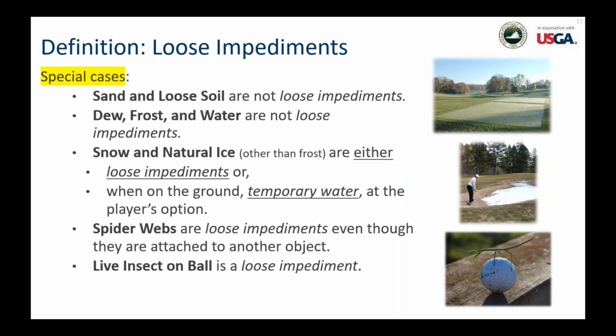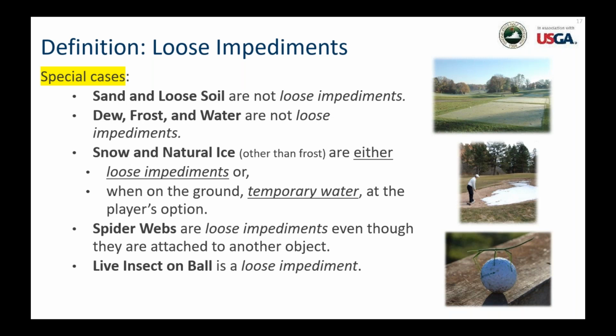So some special cases, sand and loose soil are not loose impediments. They are only able to be moved when on the putting green. Dew, frost, and water are also not loose impediments. If we happen to be playing when we've had any snow or natural ice on the course, other than frost, so snow and just natural ice, they're either loose impediments or, when on the ground, temporary water at the player's option. So that's basically saying that if it's temporary water, you could take relief like we described in an abnormal course condition relief, or if you want to treat it as loose impediments, you could just move that away.